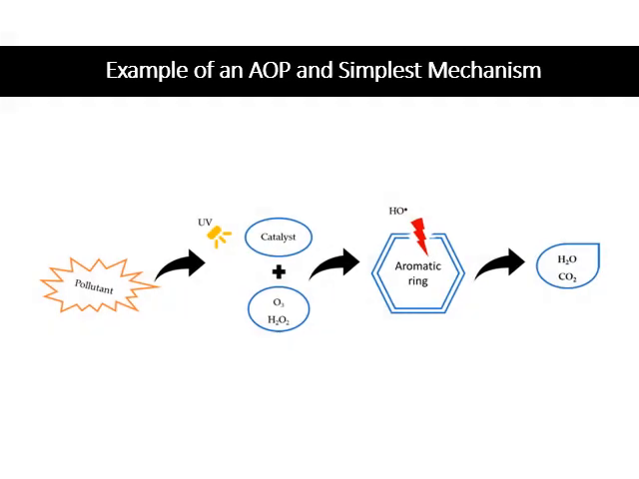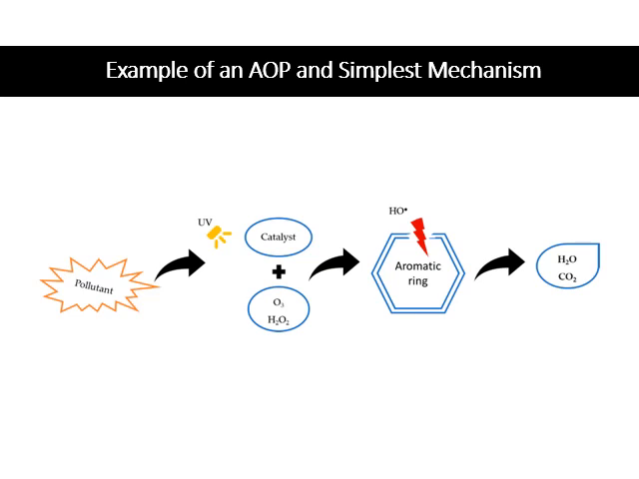Here I'm going to give you a simple example of the simplest mechanism of AOPs. There are many mechanisms that have been proposed. It depends on the catalyst, the type of pollutant, how the catalyst is involved, what kind of byproducts are formed, and the nature of the process. So there could be many mechanisms proposed, which depend on these factors, which I had told you before.